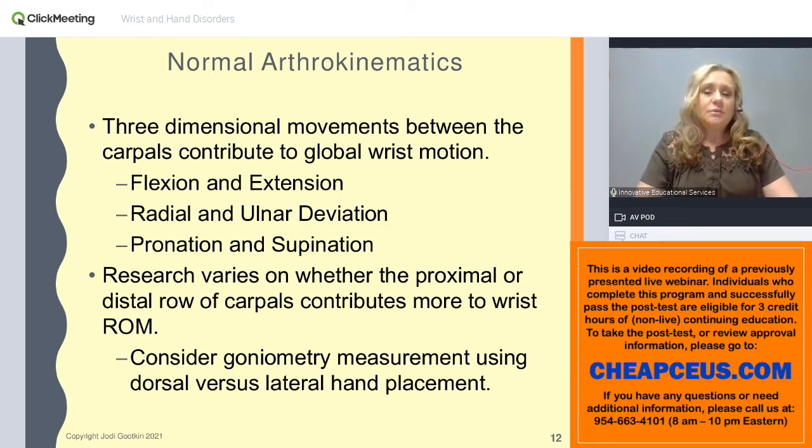The research says that when we're considering goniometry, either way can be utilized, but it has to be utilized consistently. So we should consider that based on which carpal bones the pathology involves, we may measure one way versus the other, or maybe you decide you want to use both to delve a little deeper into the arthrokinematics.